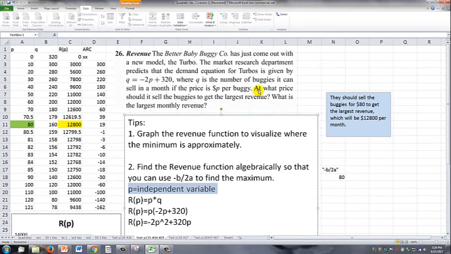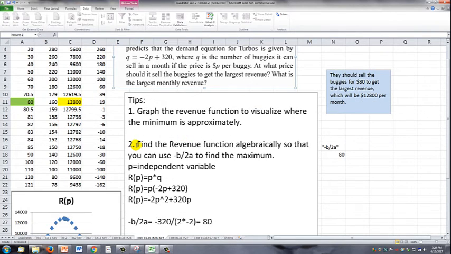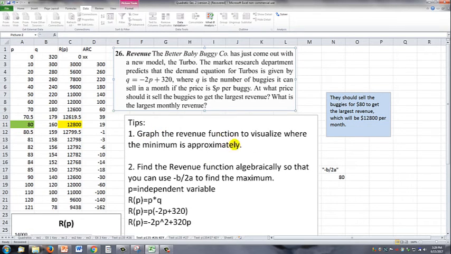And the questions are, at what price should it sell the buggies to get the largest revenue? And what is the largest monthly revenue? So this question is asking you to build a revenue function. So that's kind of review. So what we want to do is we want to make sure that we use P as our independent variable, and P stands for price.